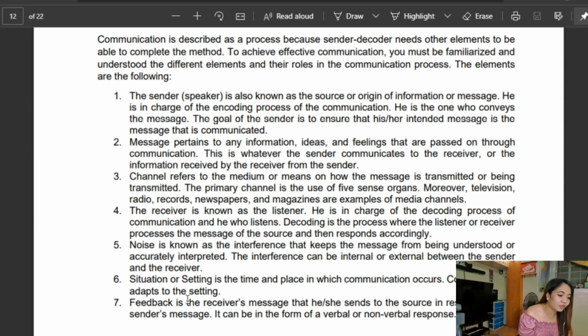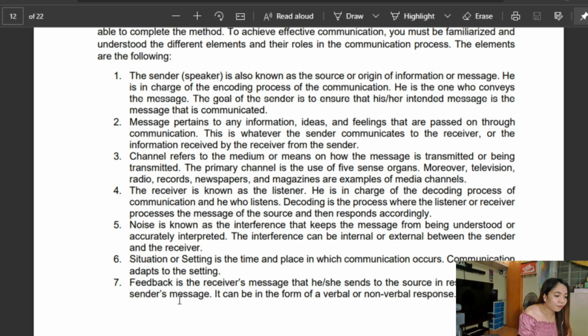Next is the situation or setting. In some other books, we call this context. Setting or situation is the time and place in which communication occurs. Communication adapts to the setting. Again, in some other books, we call this the context.